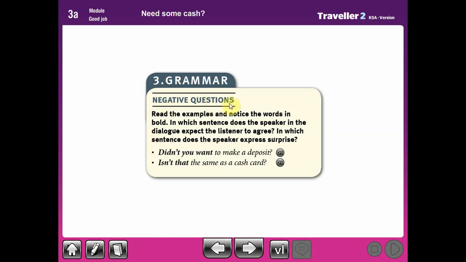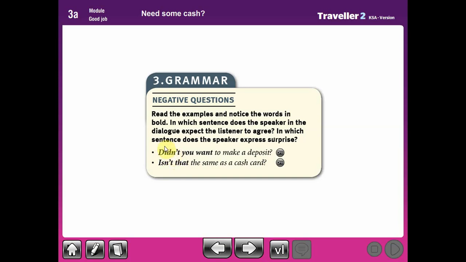That's okay. Now to the next part, the grammatical section. We have here the negative question. Negative question means when you start your question with a negative auxiliary like this. So when you say didn't you, hasn't he, isn't he, aren't they, didn't they, don't you, and so on. This is the negative question. But what's the purpose of the negative question? The purpose of the negative question, if you'd like to express surprise, when you are surprised, you can say, didn't you want to make it?